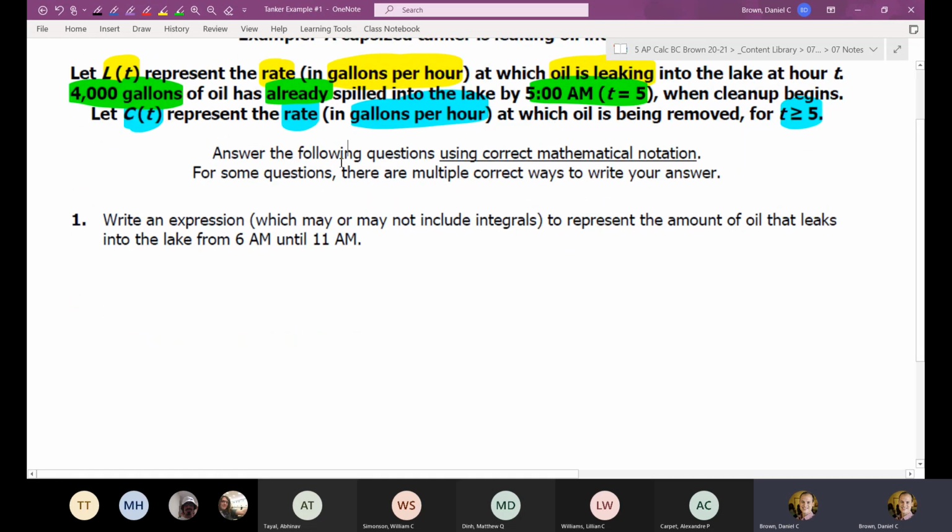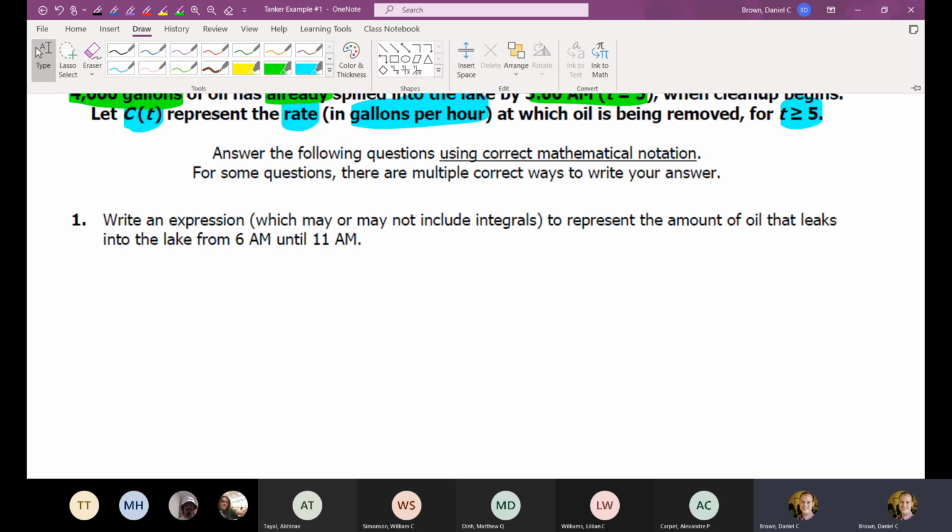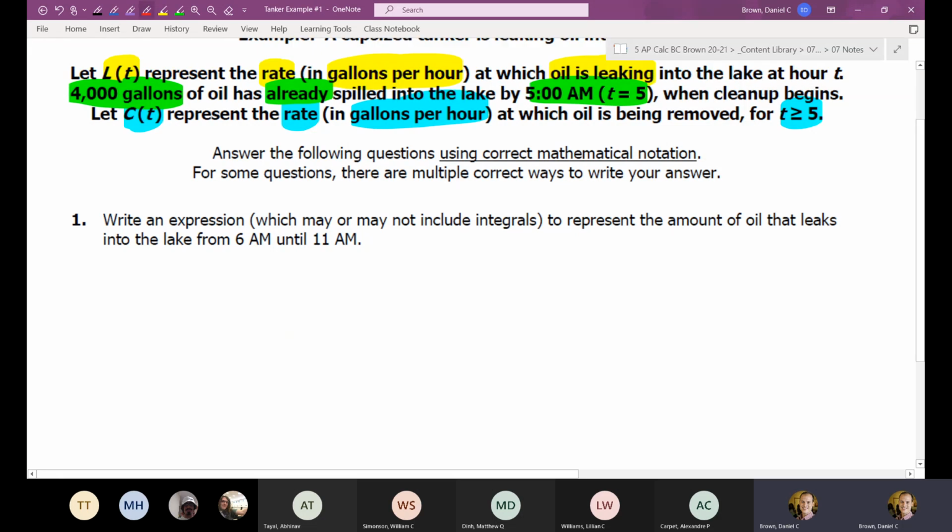So looking at this first one, it tells us to write an expression, which may or may not include integrals, to represent the amount of oil that leaks into the lake from 6 a.m. to 11 a.m. I think this one is pretty straightforward, but let's talk about it a little bit. It tells us we want to write something to represent the amount of oil. That's the key thing to focus on. We also are doing the amount that leaks, so ignoring the cleanup right now, just the amount that has leaked in. And this is where units can be important to us.